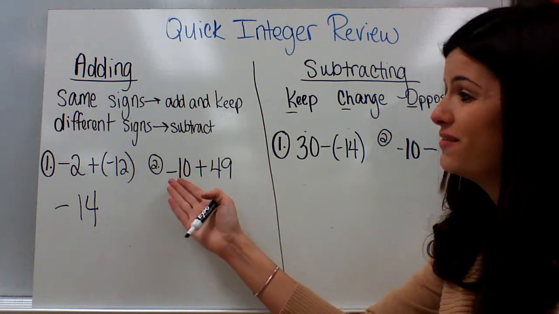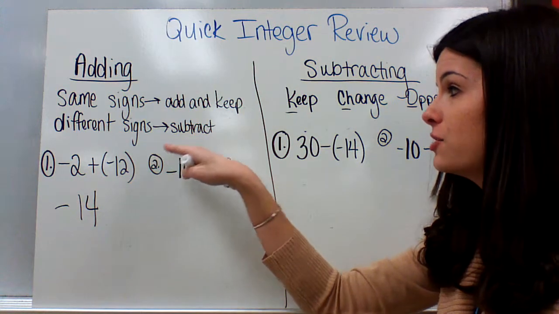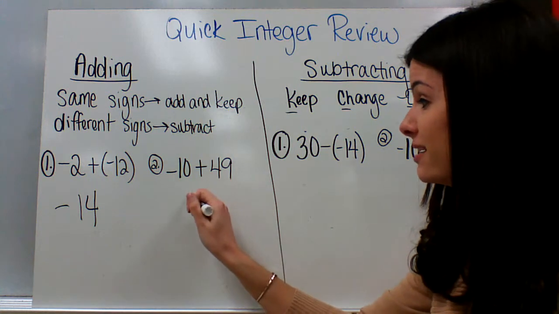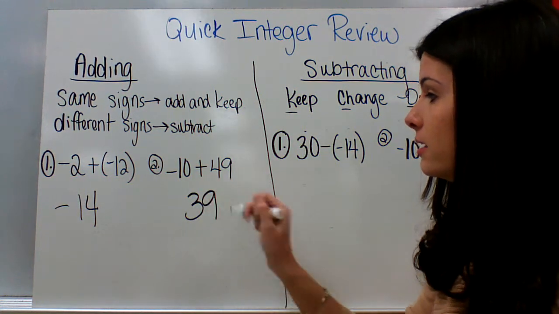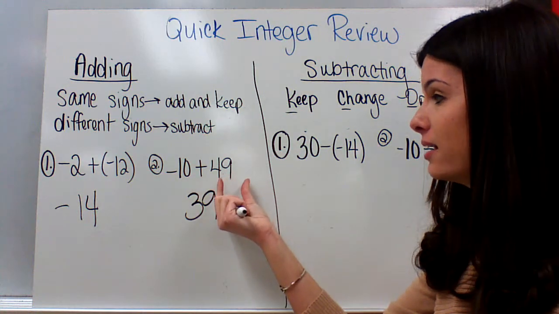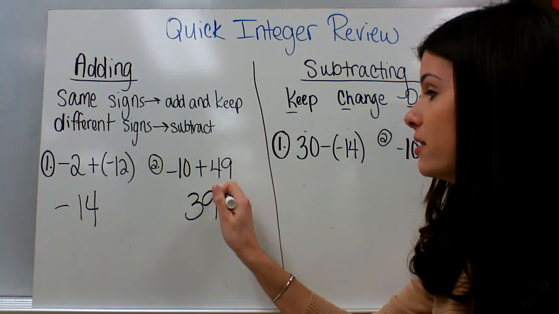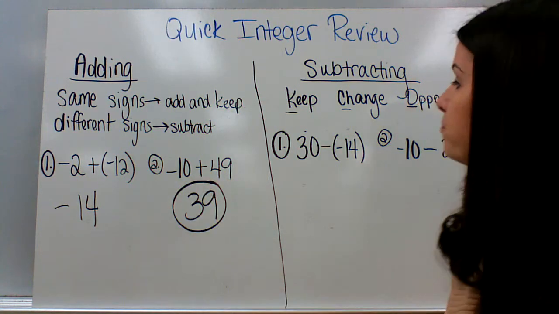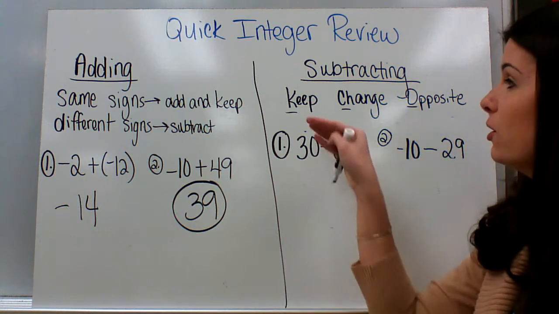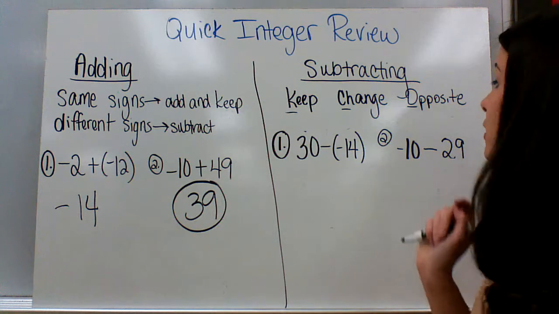So your sum is -14. Now on number 2, you have -10 plus a +49. So you have different signs. You're going to find the difference, and the difference in 10 and 49 is 39. And you have -10 and a +49, so you take the sign that you have more of, and you have more positive, so this sum is a +39.